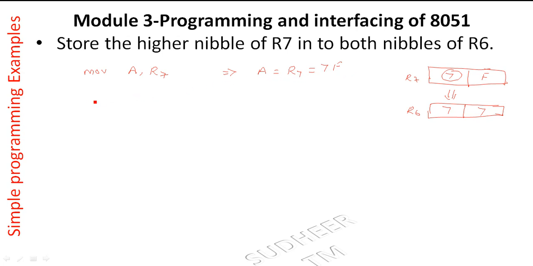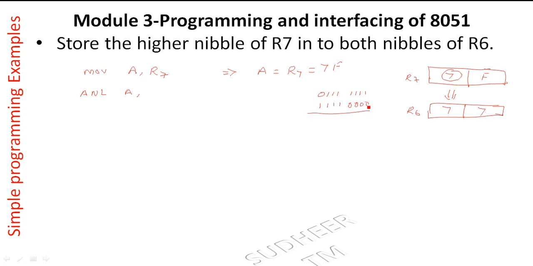For that we can use the AND instruction, ANL A comma. 7F looks like 0111 1111. After executing the instruction, the upper nibble should not change, and at the same time the lower nibble should change to 0000. For that we can do the AND operation with 1111 0000. 1 AND A makes A only, and 0 AND A makes 0. So here 0 0 0 0.